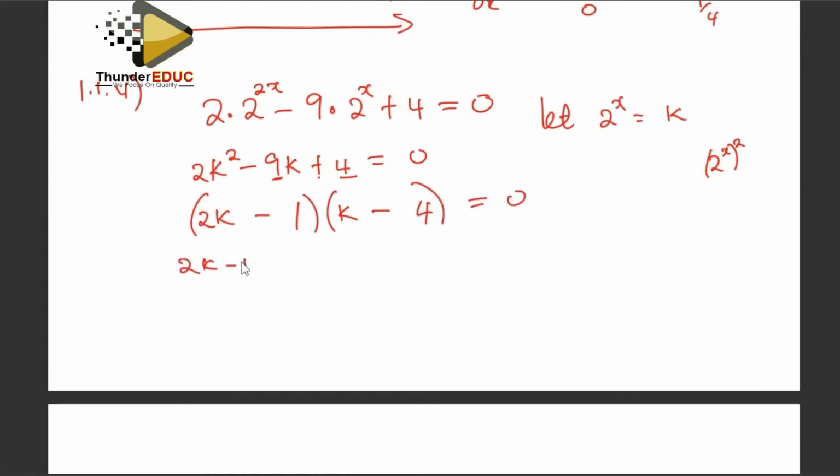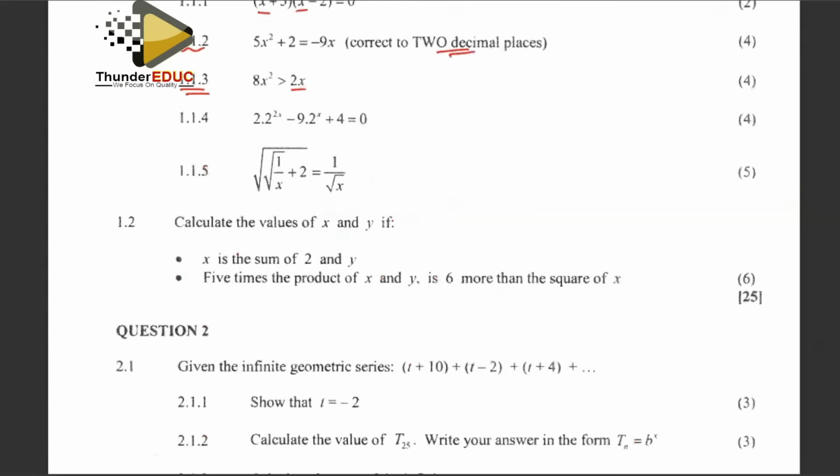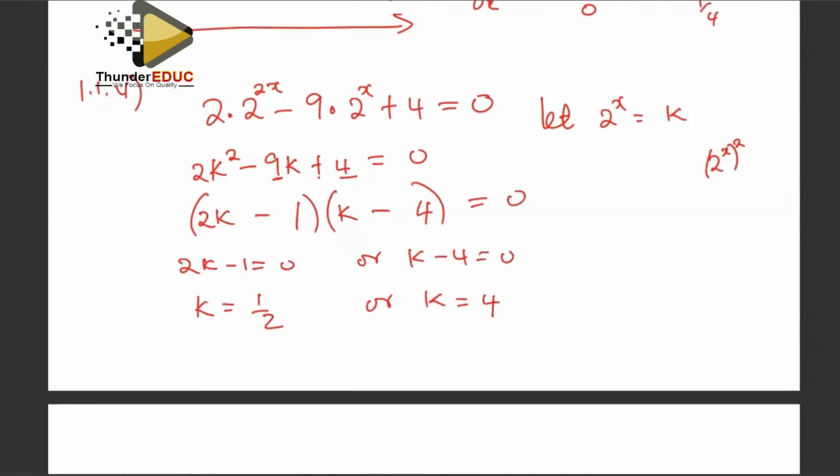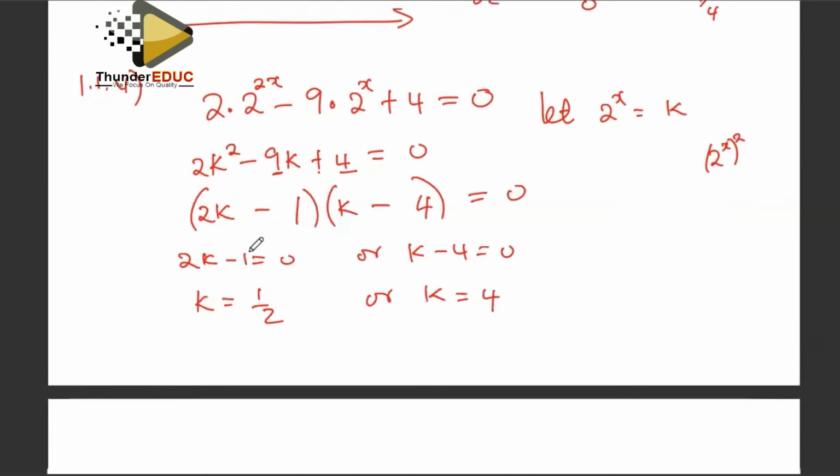So 2k minus 1 is 0, or k minus 4 is 0. So meaning that k is a half, or k is a 4. But then the question is not looking for k. The question wants the value of x. So we need to go back and replace our k with 2 to the x, okay?